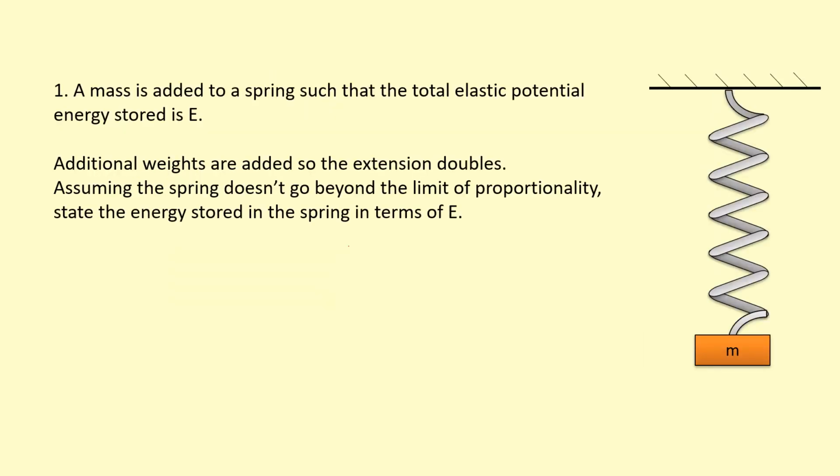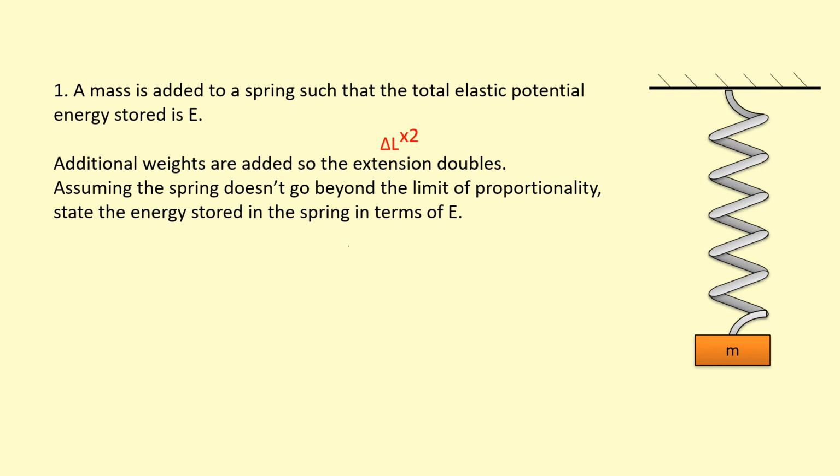In this example, I have a mass which is added to a spring such that the total elastic potential energy stored is E. Additional weights are added so the extension doubles. So that means delta L is being times 2. Assume the spring doesn't go beyond the limit of proportionality. Say the energy stored in the spring in terms of E. So the new energy stored in the spring.